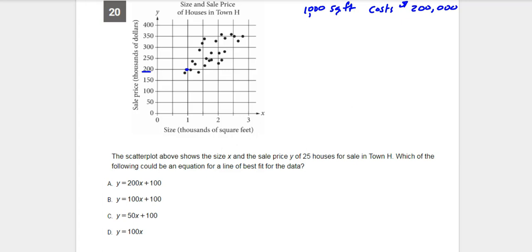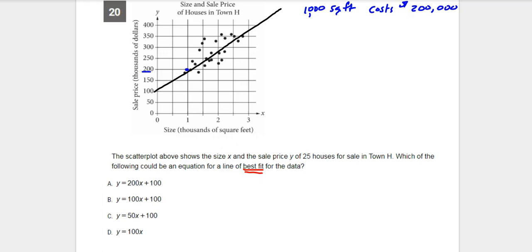So the scatter plot above shows the size x and sale price of 25 different houses. Which of the following could be the equation of a line of best fit? Best fit is basically a line that goes through the majority of the points. I'm not going to do it perfectly, but I think somewhere in this neighborhood, a line looks like it might roughly go something like that. There are some points above the line, some below the line, but that line's a decent fit. So which one of these could be the correct equation?